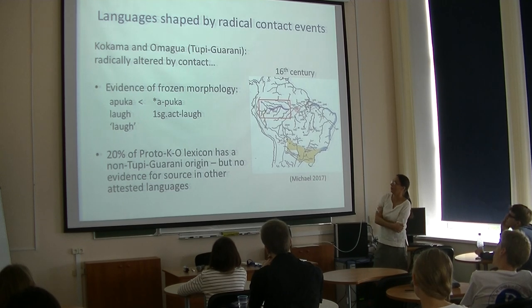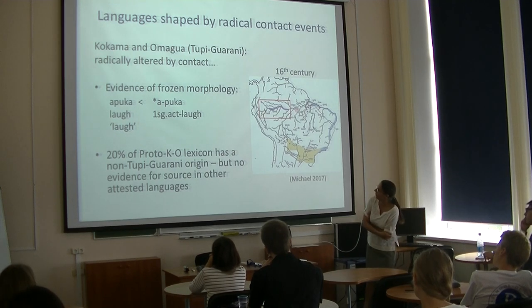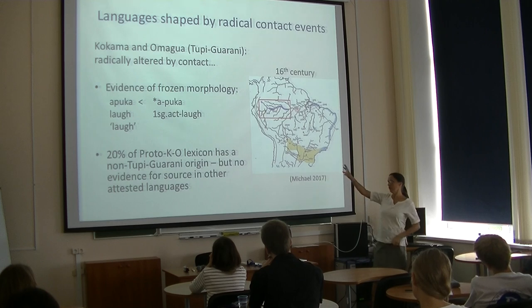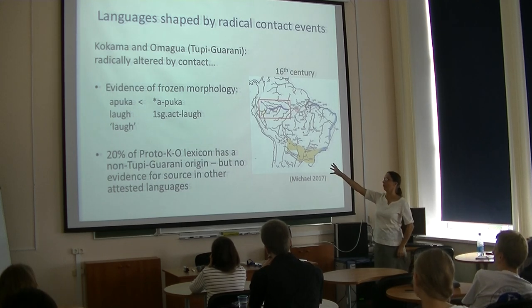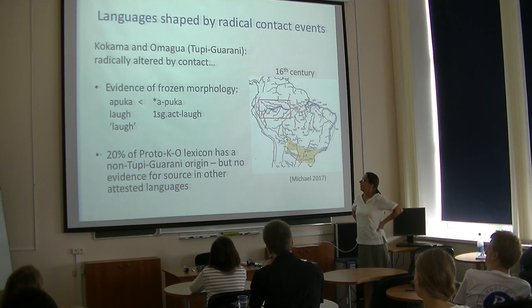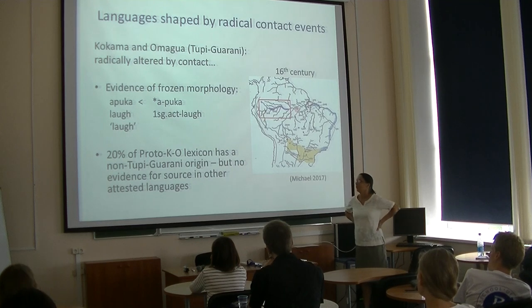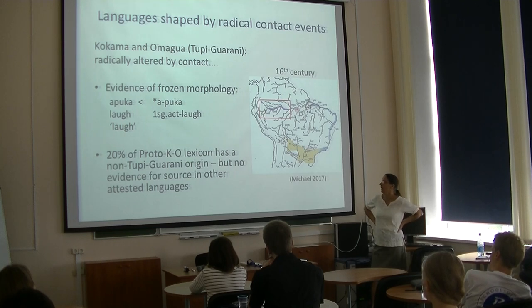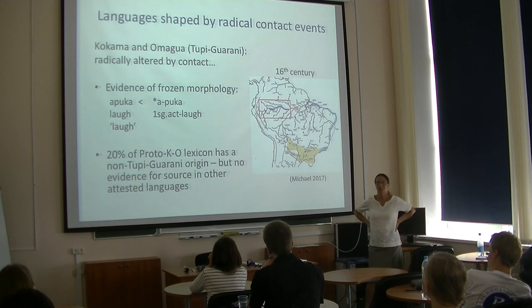So here in this first example, the word for laugh in, I actually didn't indicate whether this was Kokama or Omagwa or both, I'm not sure, but one or the other or both of those languages, I believe both. And as evidence that there's a frozen first person active prefix that is no longer morphologically active. They also point out that 20% of the lexicon of Proto-Kokama Omagwa, which themselves are two closely related sisters, has a non-Tupi-Guarani origin.